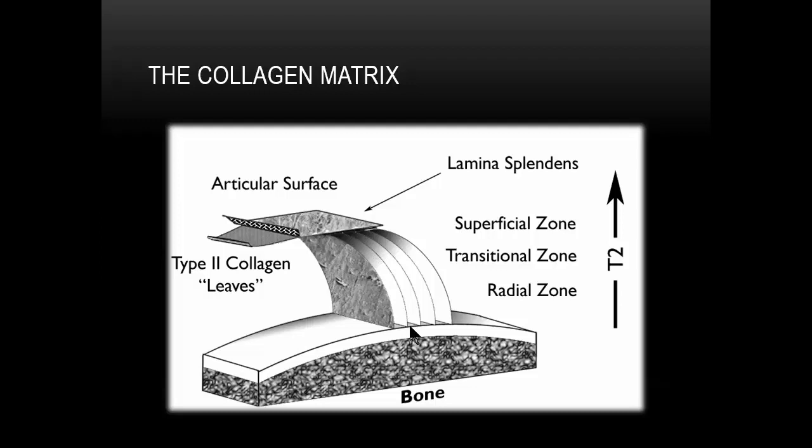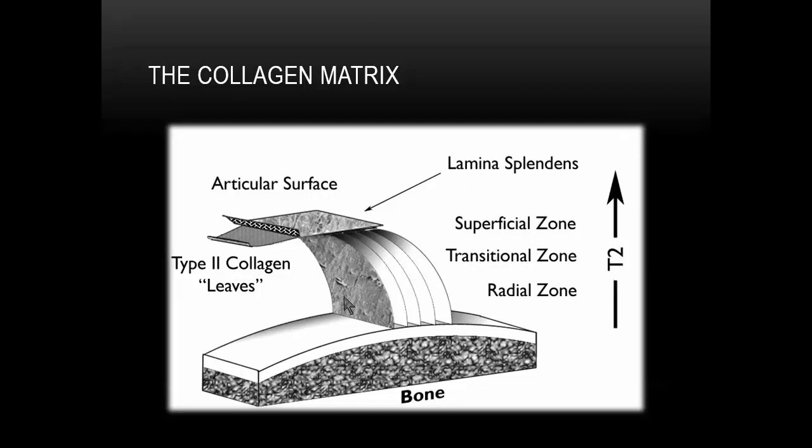That intrinsic composition and structure of the type 2 collagen matrix is a significant driver of the T2 of articular cartilage. This is a schematic showing the relationship of that collagen structure to the bone. If we look at the articular surface here and down at the bone, down near the bone, the cartilage collagen structure has a radial orientation, perpendicular to the bone-cartilage interface. As we move out towards the surface, at the surface it's parallel with the articular surface. In the intermediate area there's a transitional zone. So there's this highly anisotropic organization of the collagen matrix that provides a mechanism for very efficient T2 relaxation.